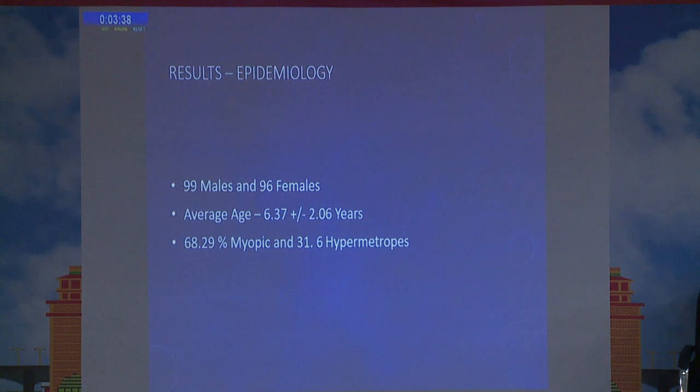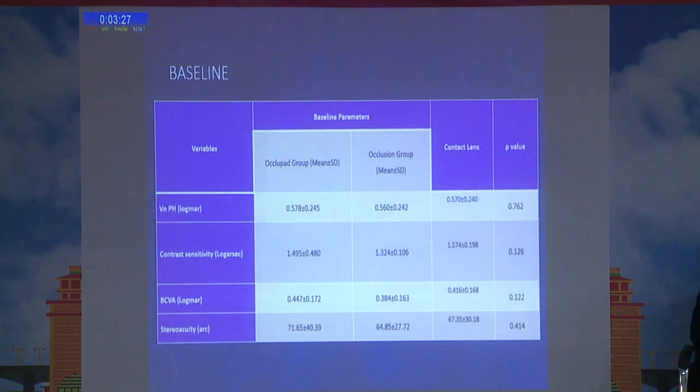99 were males and 96 females. Average age was 6.37 plus minus 2.06 years. 68% were myopic and 31% were hypermetropes. At the baseline, the contrast sensitivity was 1.49 in the OccluPad group, 1.324 in the occlusion group, and 1.57 in the contact lens group.